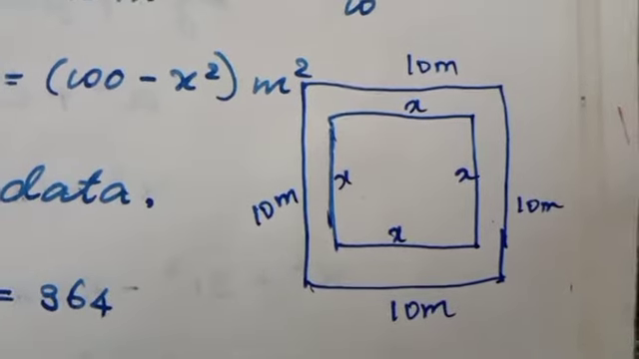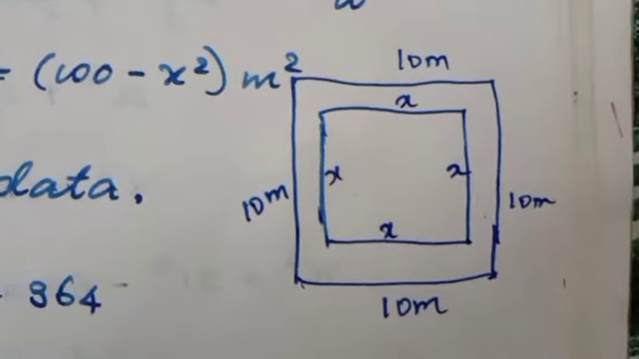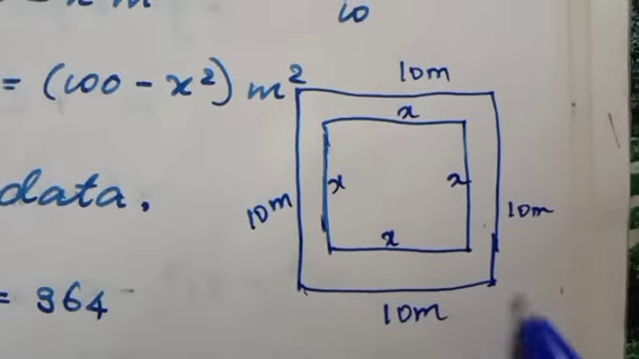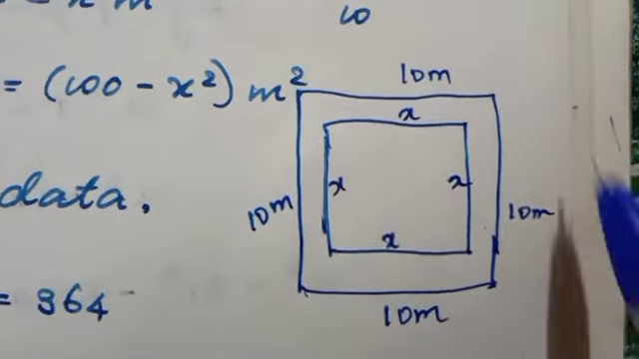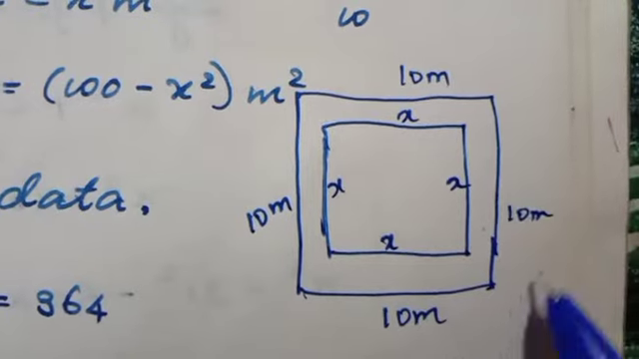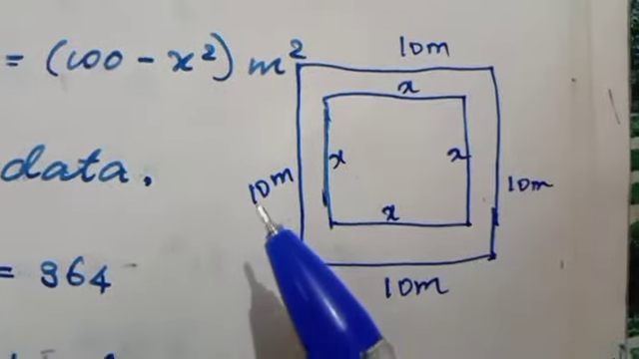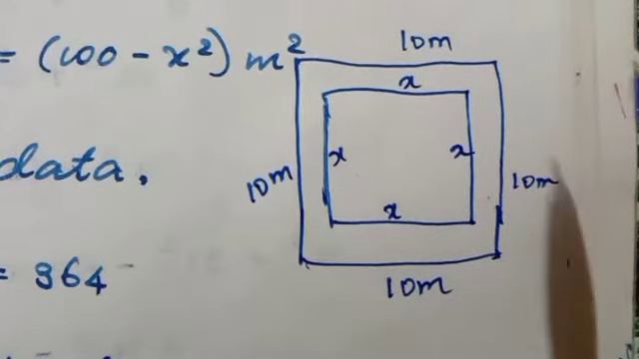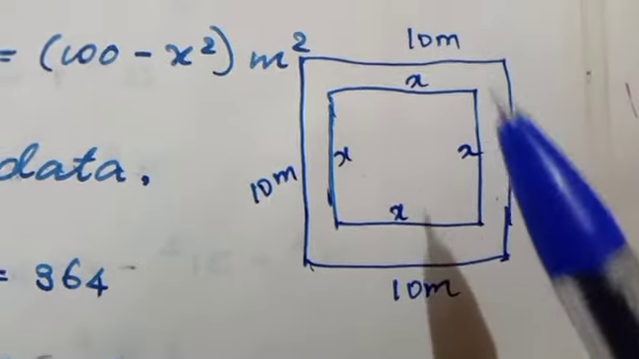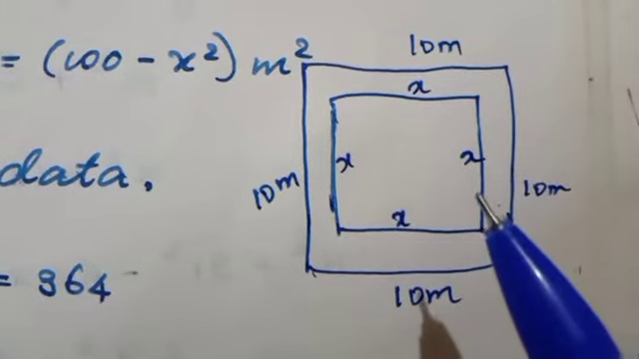Listen students, first you have to draw one small diagram. There is a square field. First you have to draw one square field. Its side is 10 meters. In a square all the sides are equal, so this is 10 meters, 10 meters, 10 meters, 10 meters. Then inside this square field you have to prepare one square flower bed.